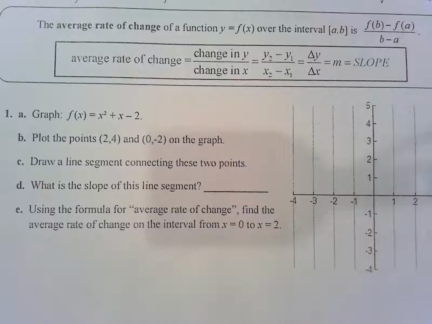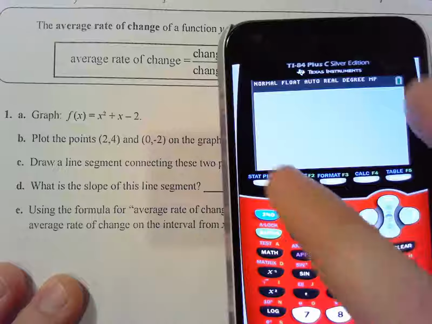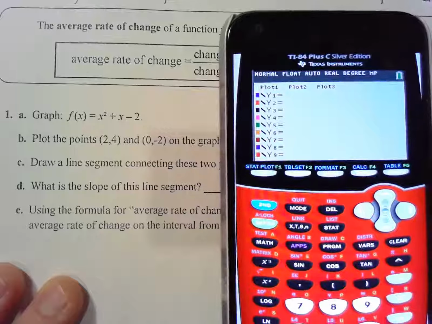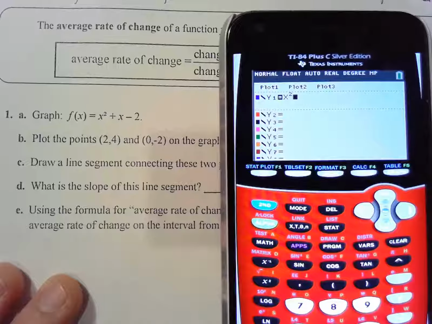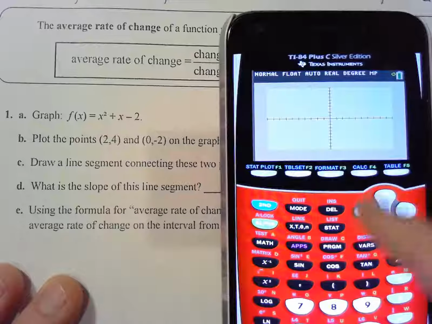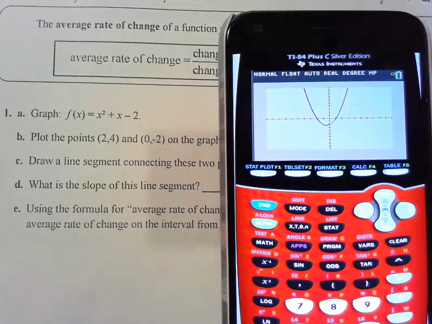So here's one to start out with. Let's take a look over here. First, let's start by just graphing that guy. So I'm going to go to my y equals, and then I'll put in x squared plus x minus 2. Our graph should look something like that. And let's just go to the table to help us actually plot those points.